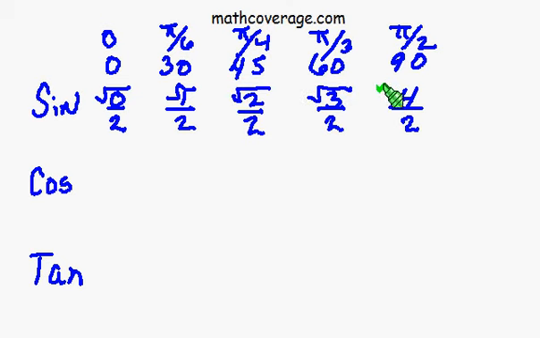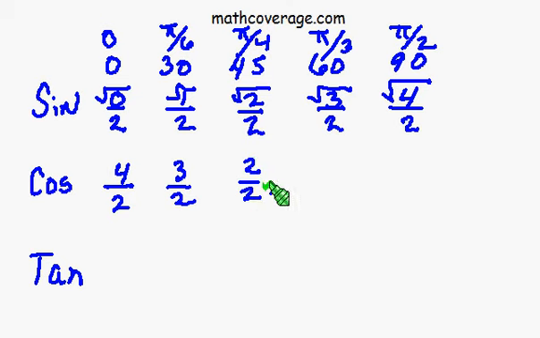All right, now down here for cosine, I count backwards: 4, and of course I put a 2 on the bottom of all these. 3, 2, 1, and then 0. And I square root the top of all these. All right.